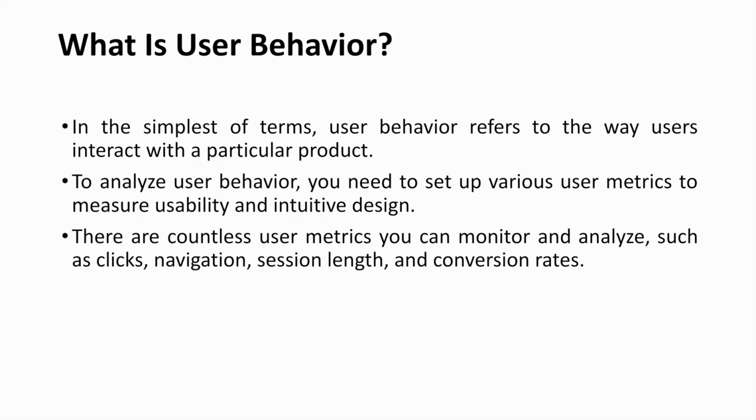What is user behavior? In the simplest of terms, user behavior refers to the way users interact with a particular product. So what it means is how the user is interacting with the app that we've designed. To analyze that, there are various metrics that we can use to measure the usability, like how user friendly it is and how intuitive the design we have made is. So these are the kinds of metrics we'll be seeing.